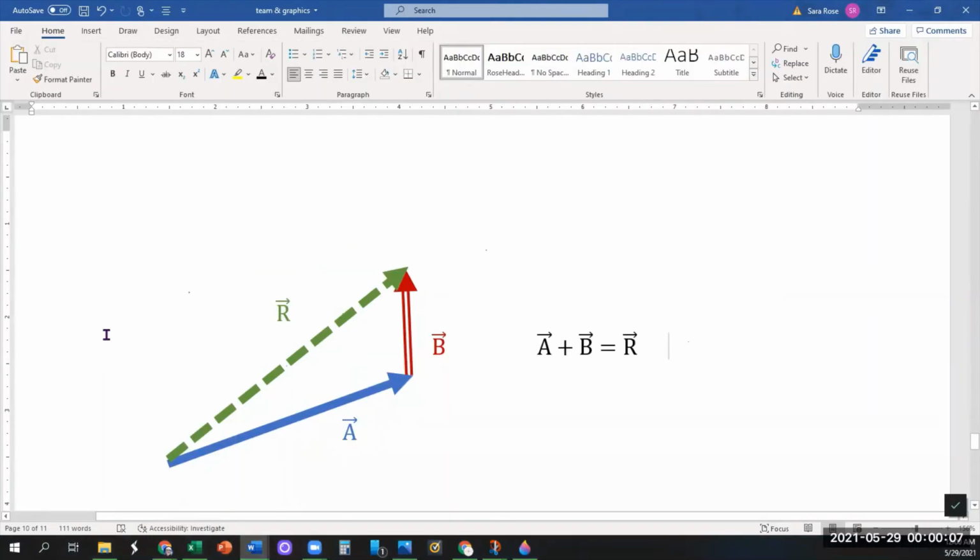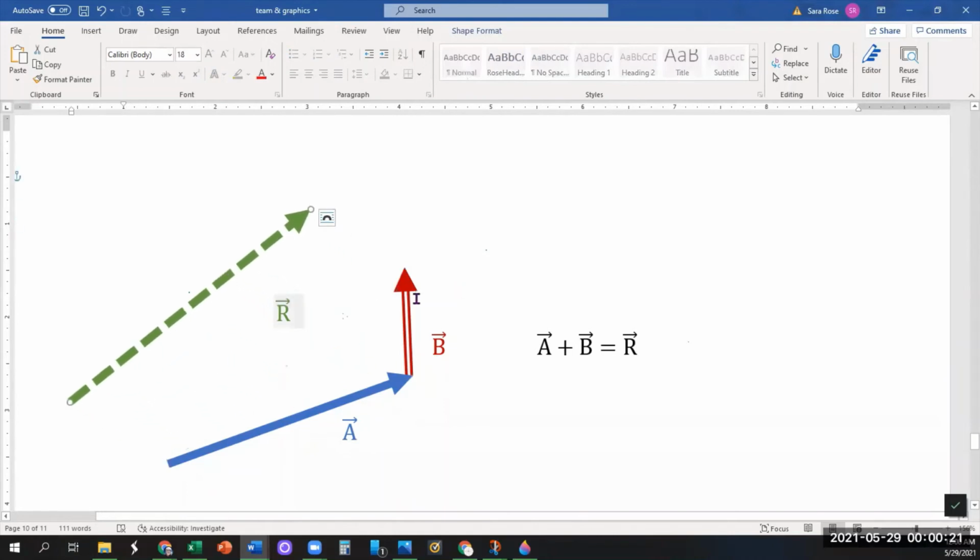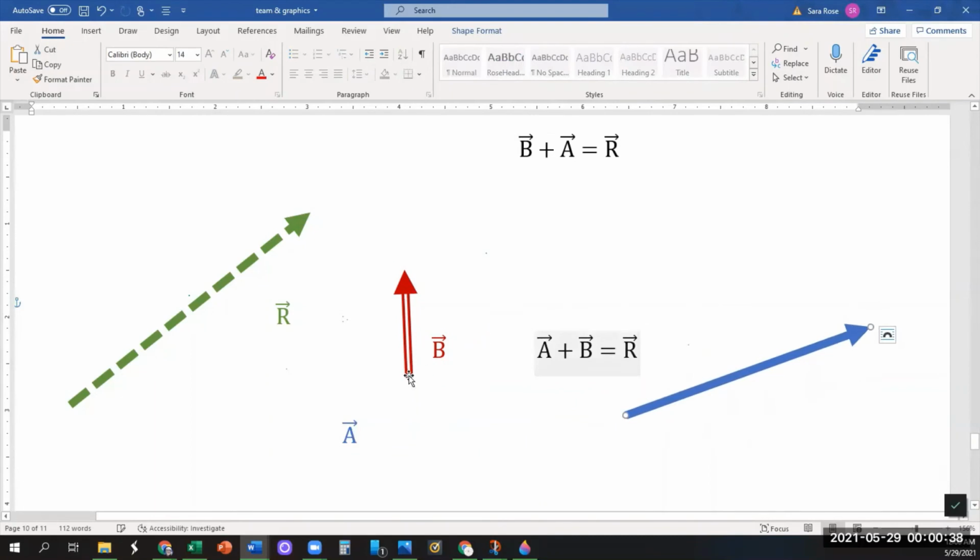Now, interestingly, because we can move all of these vectors wherever we want them to, as long as we maintain their direction and magnitude, instead of getting the resultant of a plus b, we could have found the resultant of b plus a. So we're going to imagine that the ship is starting where vector b starts, and it goes in the direction of vector b for a certain distance, and then it turns to go in the direction of vector a, and it travels a longer distance in that direction.